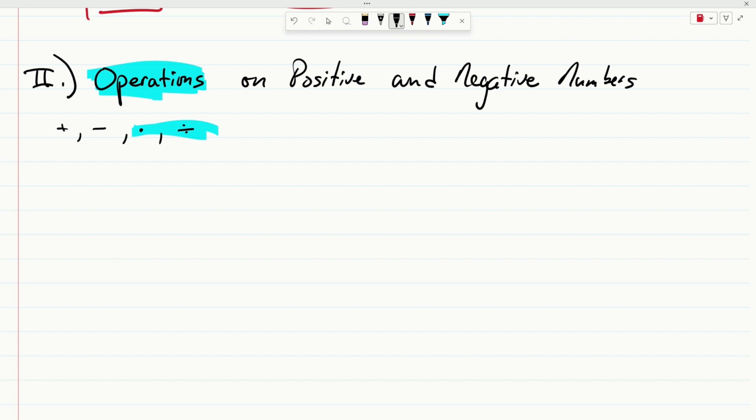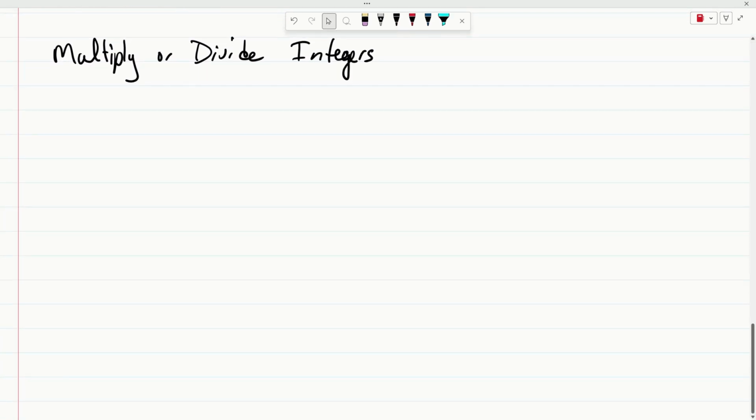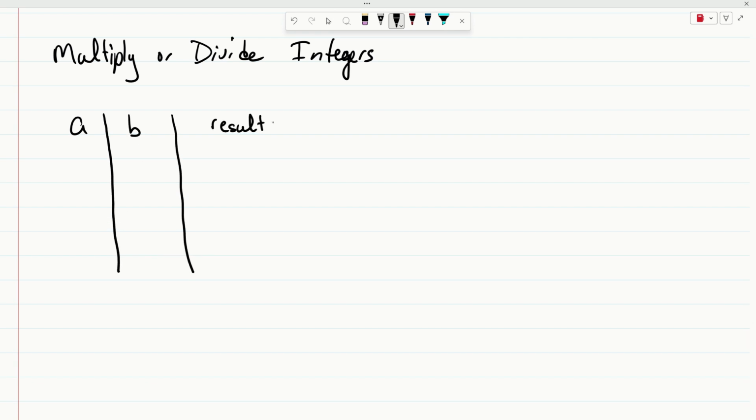So when we multiply or divide integers, now remember, integers are positive or negative whole numbers, we can use this nice table here. A and b represent any numbers you want, but what we're really concerned with are the signs. So if the first number is positive, the second number is positive, your result is going to be positive, whether you are multiplying or dividing.